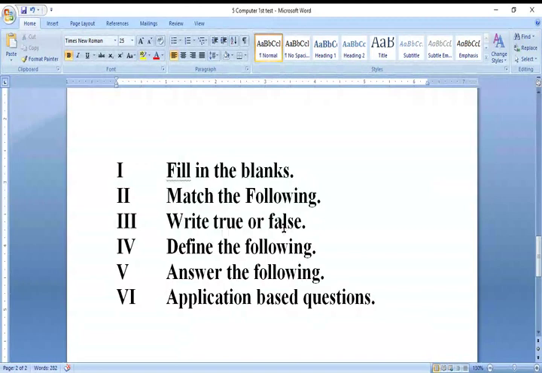Define the following. From where you get the define the following? It is from tech terms. Define the following from tech terms. Then answer the following questions. Application-based question. What is this application-based question? These are practical side. Okay, one or two questions will be there from application-based questions. Means I have given 5 programs. Do you remember I have given 5 programs, like Scratch programs I have given? Yes. From there, I will ask questions for application-based questions. Got it? Okay, so if any doubts, now you can ask.